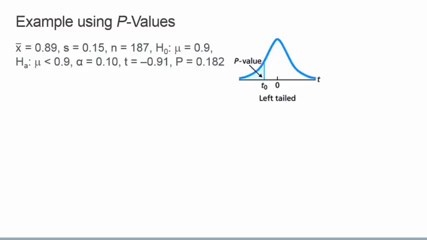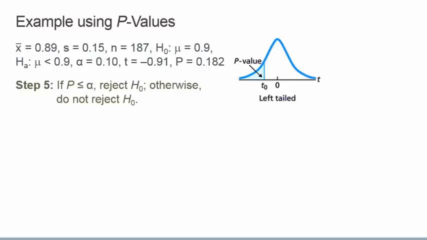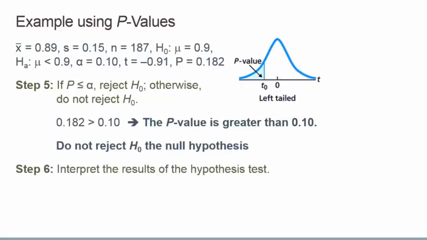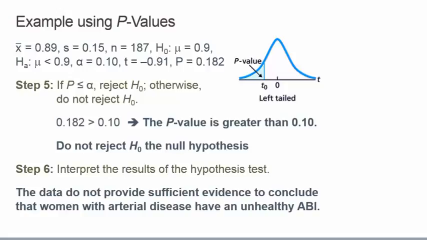Now we want to compare our p-value to our alpha. Step 5. If p is less than or equal to alpha, reject H sub 0. Otherwise, do not reject H sub 0. Comparing our p and our alpha, 0.182 is greater than 0.1, which means the p-value is greater than 0.10. Do not reject H sub 0, the null hypothesis. Step 6. Interpret the results of the hypothesis test. The data do not provide sufficient evidence to conclude that women with arterial disease have an unhealthy ABI.